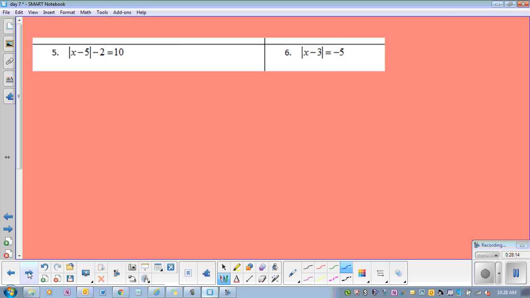Alright. Let's look at number 5. Our goal: get the absolute value bars all by itself. I have a minus 2 there. What do I need to do to move it? Add 2. Thank you. So then now I have the absolute value of x minus 5 equals 12. So now I have the absolute value all by itself, so I need to drop the bars, write it twice.